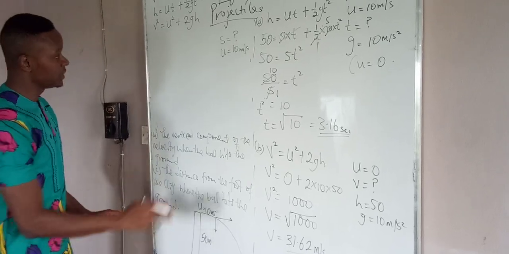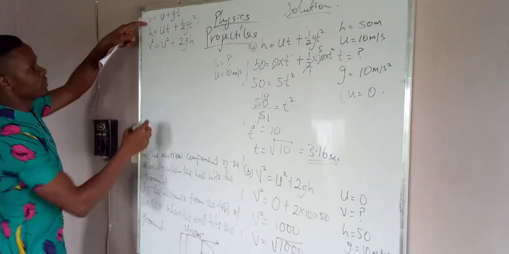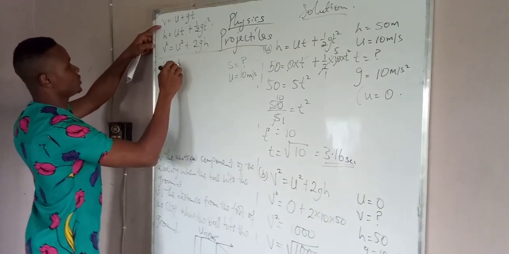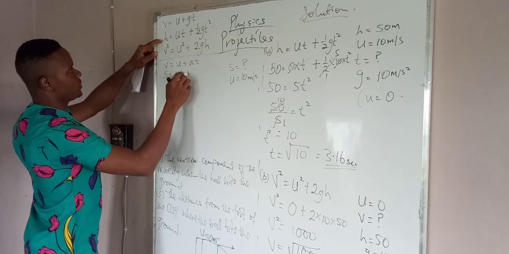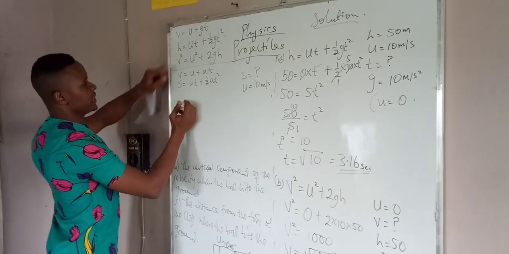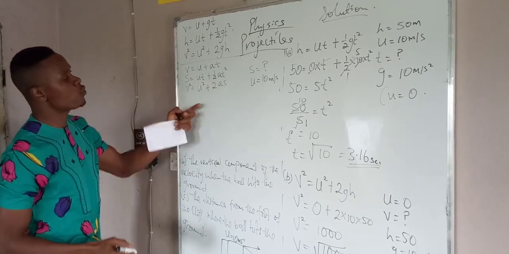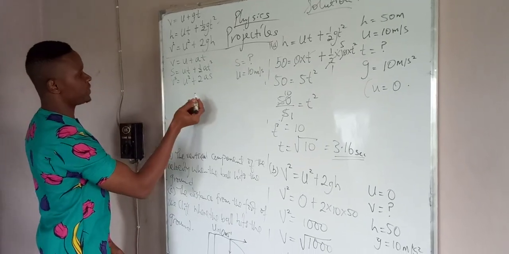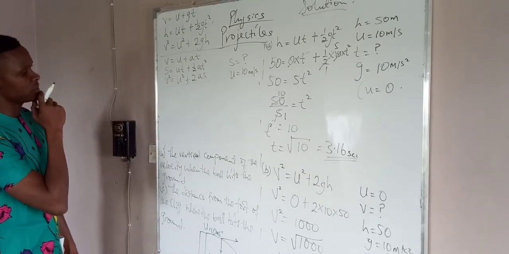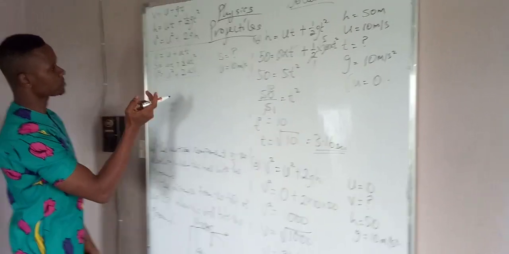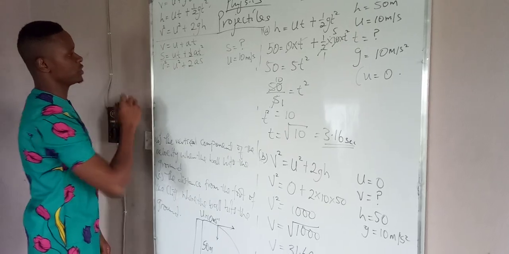It is not accelerating. So if we now bring up the 3 equations of motion here, the first one is V equal to U plus AT. The second one is S equal to UT plus half AT squared. And the third one is V squared equal to U squared plus 2AS. So which one now becomes handy? We see that we can actually solve with this. This would help us solve for that. Or this. Okay, the second one. Let's use the second equation.